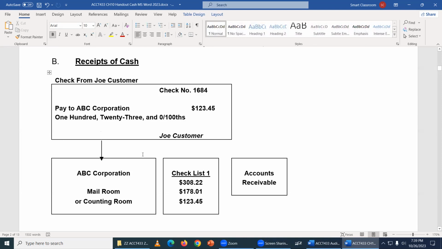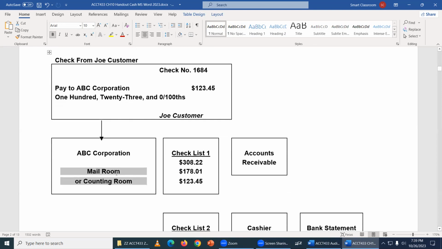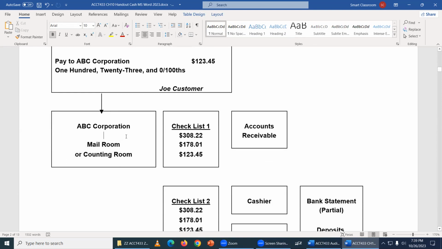Okay, so the check will go to the mail room or the accounting room. Oftentimes, there are two people working there. And they will make a checklist, listing out all the checks. By the way, why would you have two people doing that job? Why would you have two people in the mailroom? Accountability. Yeah, it makes it less likely that anything is going to happen.